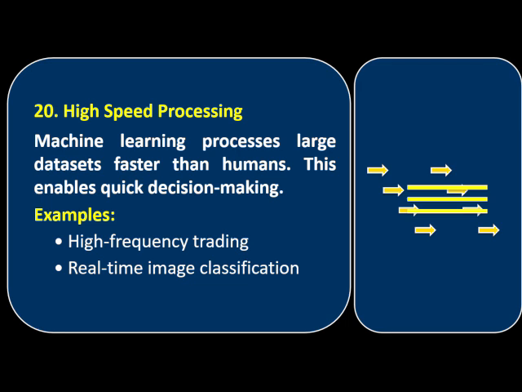Machine learning processes data at very high speed, with decisions made in milliseconds. High frequency trading operates instantly, and real time image classification is possible. Speed gives competitive advantage. These are the various features of machine learning we can see.